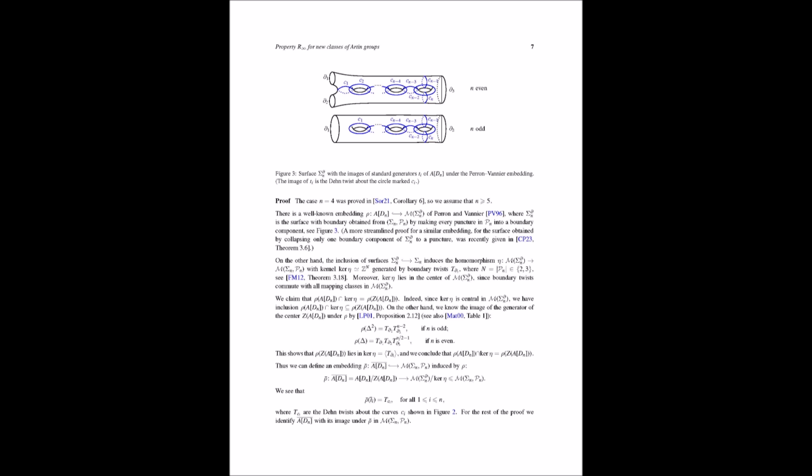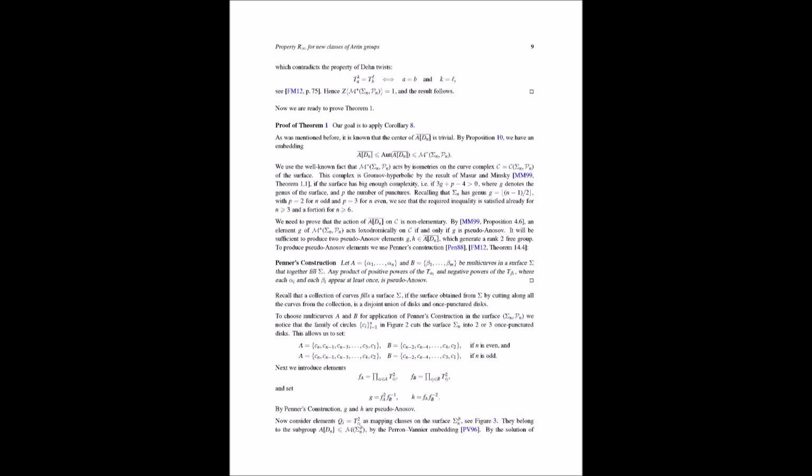Hey deep divers, ready to dive deep? Today we're tackling Artin groups, and let me tell you, these things are wild. Wild is an understatement. They sound abstract, but just wait till we get into their uses. We're looking at a paper called Property R-infinity for New Classes of Artin Groups today. Okay, you're already losing me. Don't worry, we'll break it down.